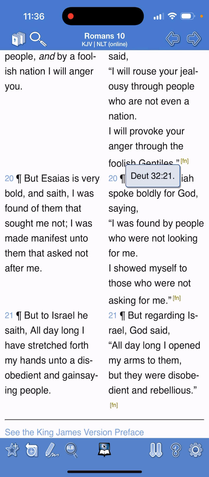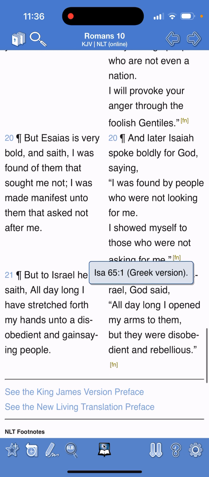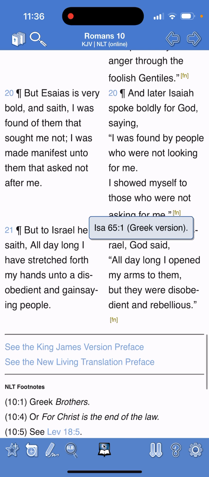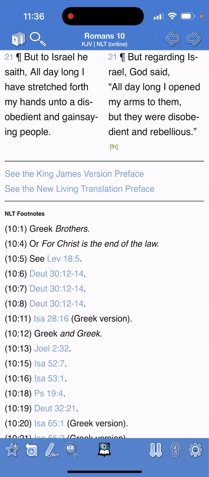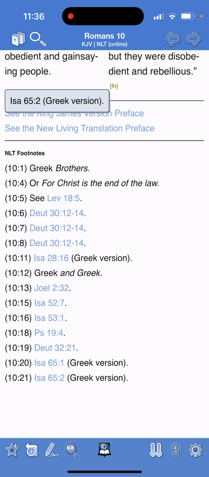All right, you see the verse here. You can go there. You got a footnote there. It's telling you, all right, Isaiah 65. But Israel, he saith, all day long I've stretched forth my hands unto a disobedient and gainsaying people. You can go here. All right, and you can definitely do a lot more with that other screen. And then you see where it's being quoted from there also. And then you see all the NLT footnotes here at the bottom.